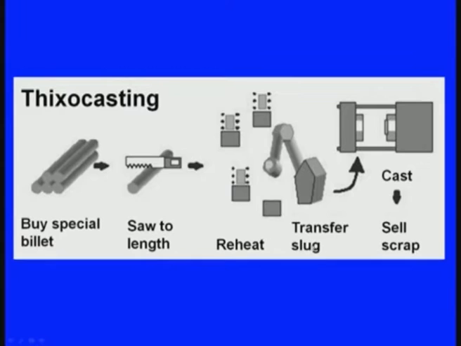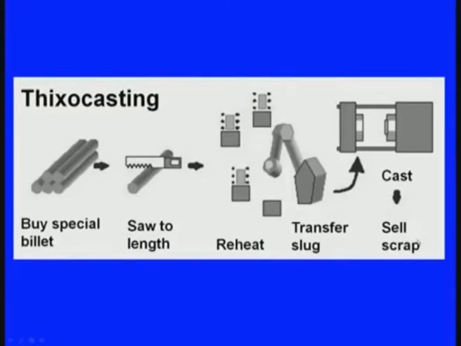Now, these reheated slugs are transferred into the cold chamber die casting machine. We can see here, these are the dies. These will be kept inside these two dies. Now, pressure will be applied between these two dies and the reheated slug will be squeezed between the two dies and will take the shape of the cavity available between the two dies. Now, sometimes some scrap will be there. This scrap cannot be reused. We have to sell out that scrap.